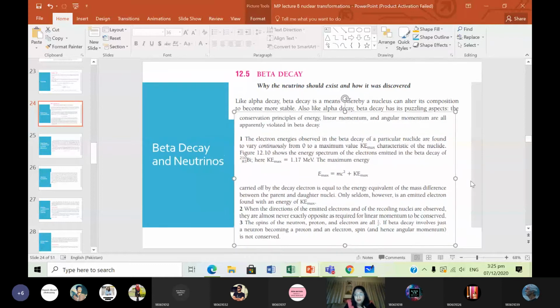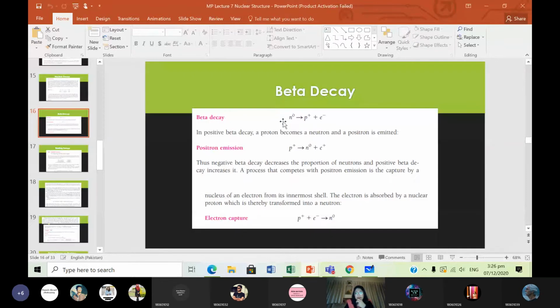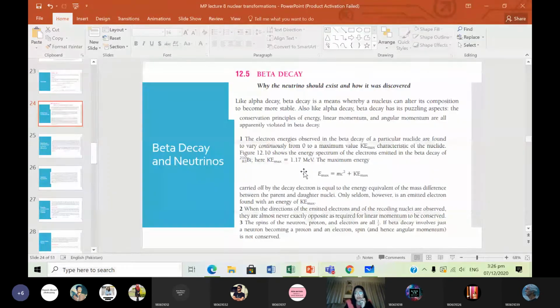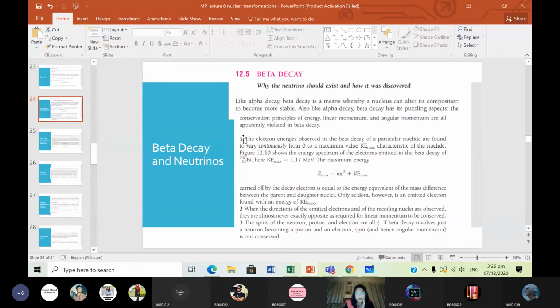So the electron energies in beta decay, what was the formula for beta decay? So electron energy over here can vary continuously from 0 to a maximum value of kinetic energy. I did not put a figure over here. I don't think that was so important, but basically in the energy spectrum there's a peak somewhere. I think I didn't put that formula here.